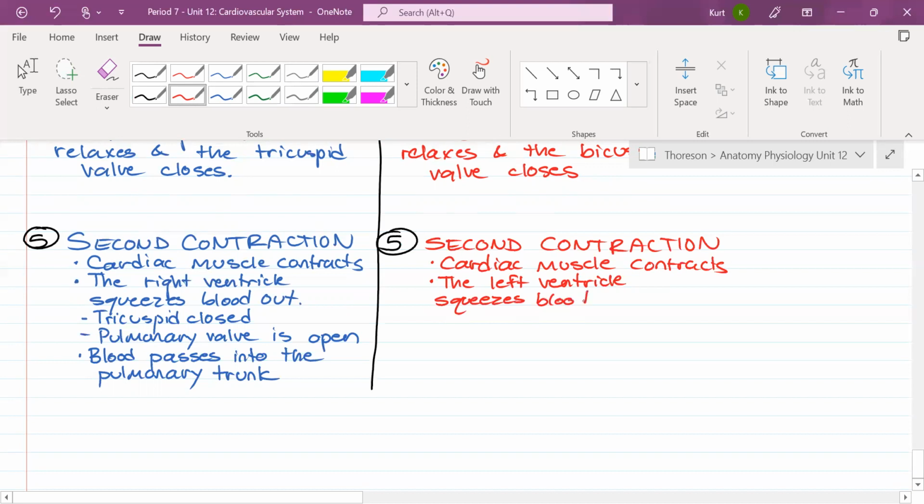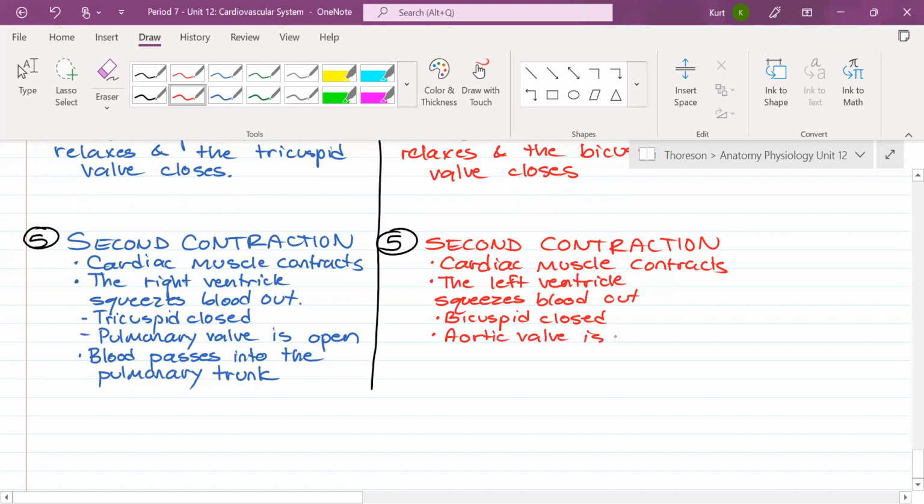squeezes blood out. In order for blood to be moving forward on your right side, what valve must be open and what valve must be closed? Let's start with the closed one first. What valve must be closed for blood to remain flowing forward? The bicuspid must be closed. What valve must be open? The aortic valve is open.